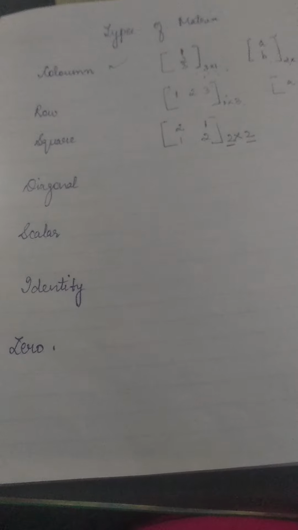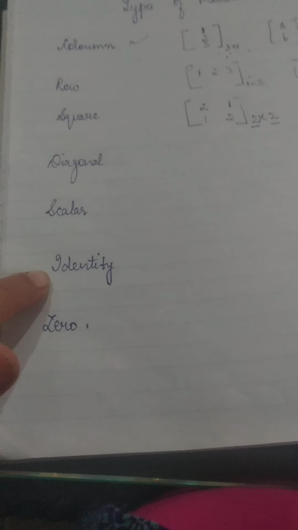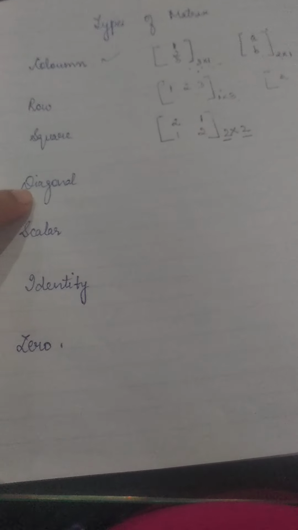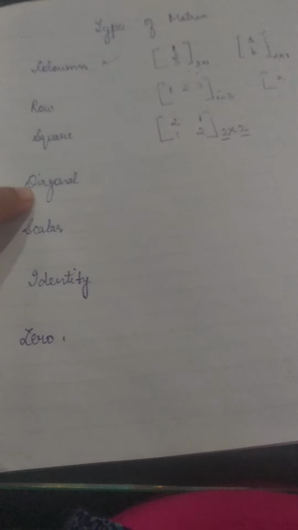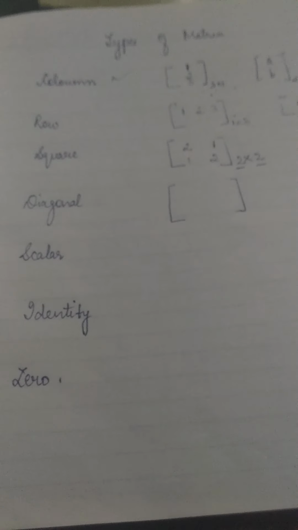Next, we come across a diagonal matrix. Remember, the next 3 matrices, that is a diagonal matrix, a scalar matrix and an identity matrix, are types of square matrices only. So what is a diagonal matrix? A diagonal matrix is one whose non-diagonal elements are 0. Since a diagonal matrix is already a type of square matrix, the number of rows and columns would be exactly the same.